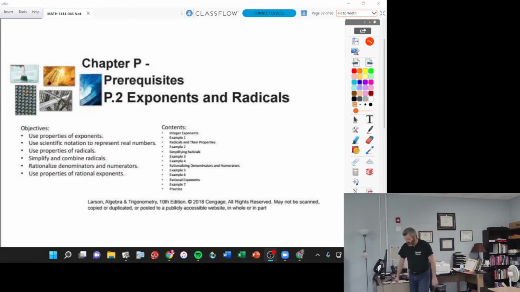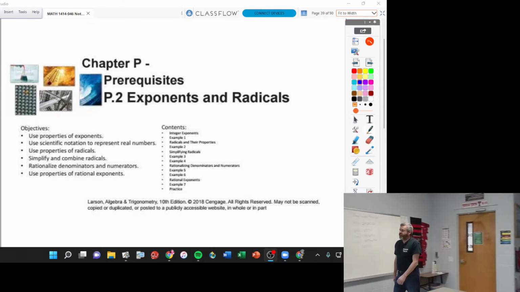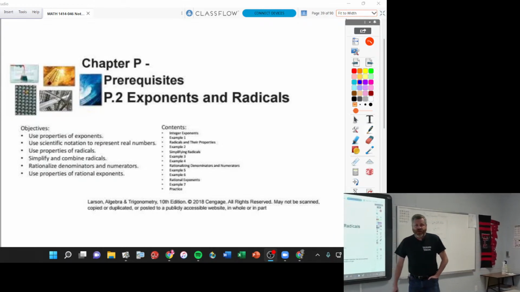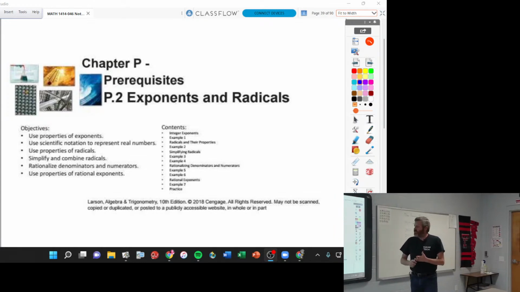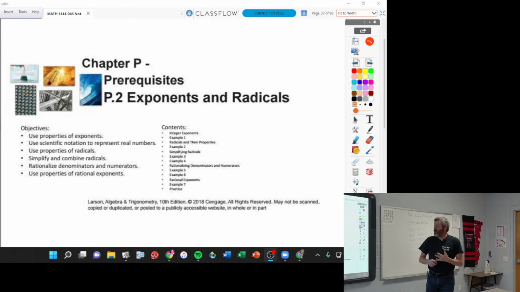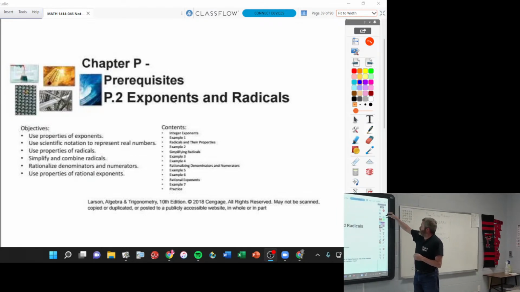Hello, in this section we're covering another prerequisite. Hopefully this is a review for most of you, if not all of you. We're going to cover exponents and radicals. Specifically, we're talking about properties of exponents, using scientific notation, properties of radicals, simplifying radicals. We're going to talk about rationalizing denominators and numerators, and then using the properties of rational exponents.